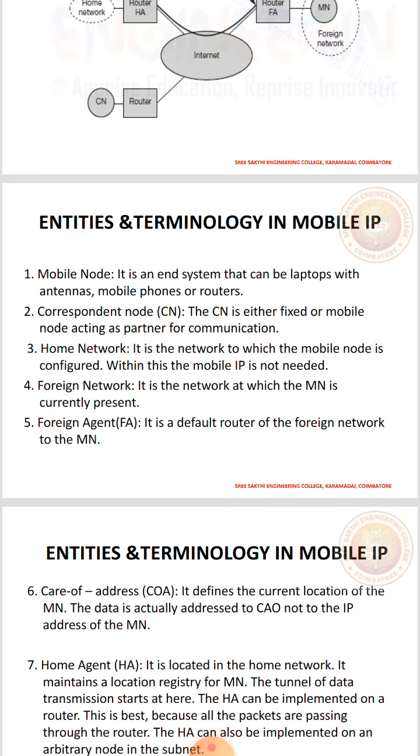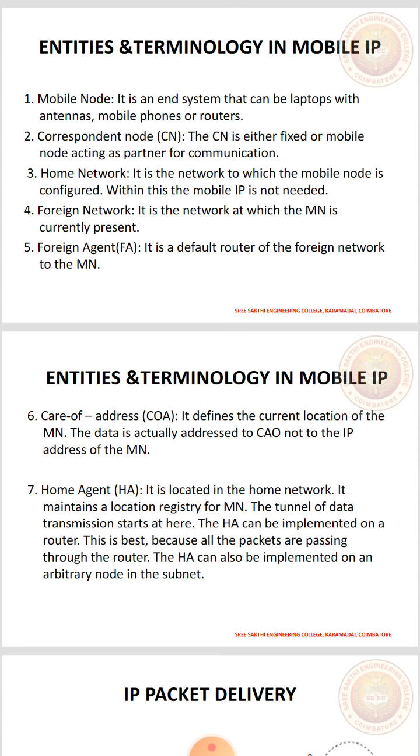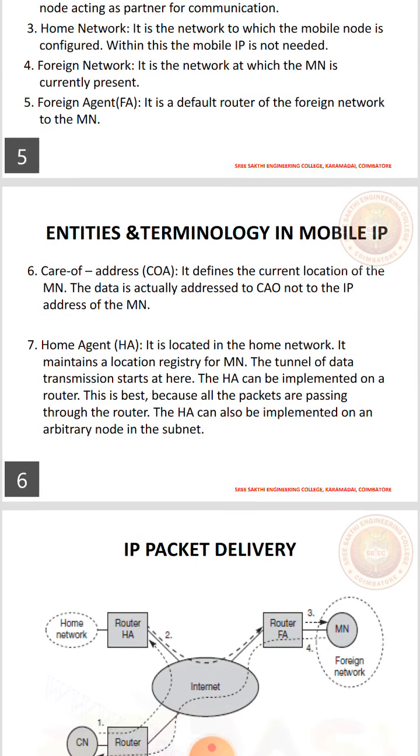Fourth one is foreign network. It is the network at which the mobile node is currently present. Fifth one is foreign agent. It is a default router of the foreign network to the mobile node. Sixth one, care of address. It defines the current location of the mobile node. The data is actually addressed to the care of address, not to the IP address.